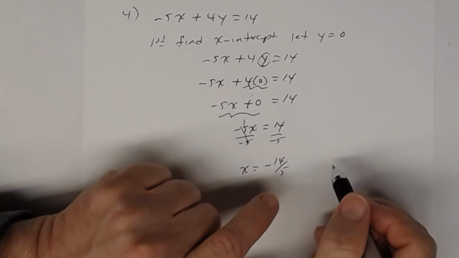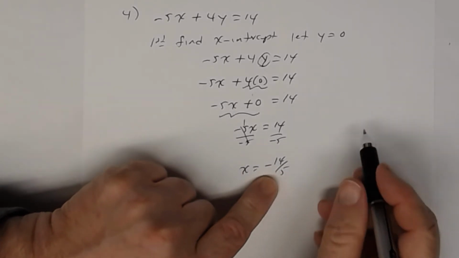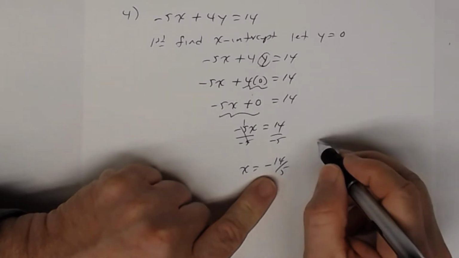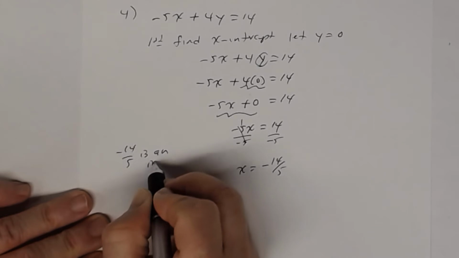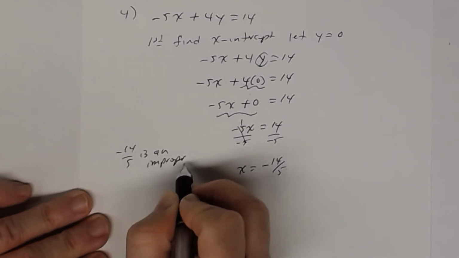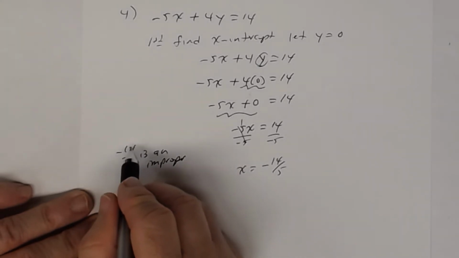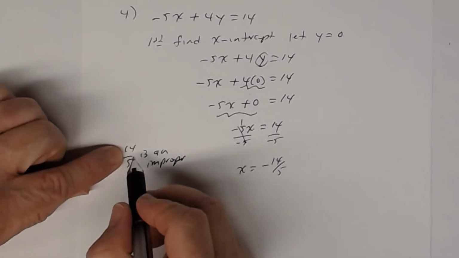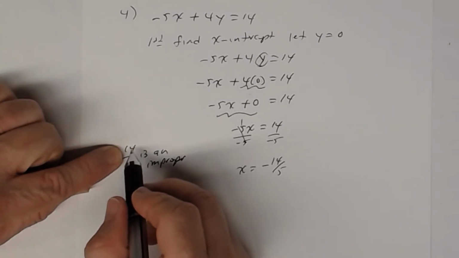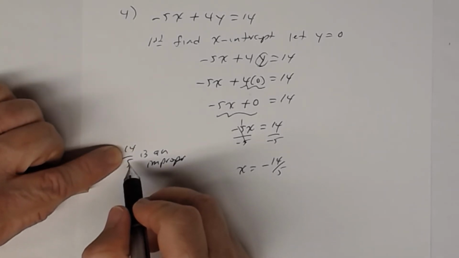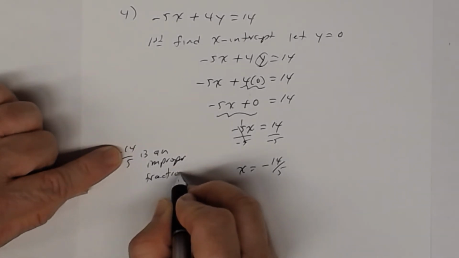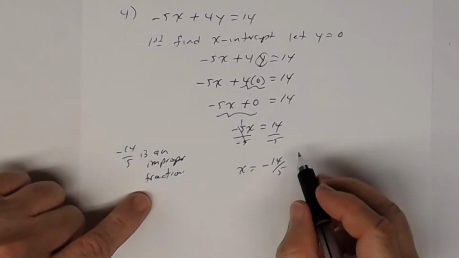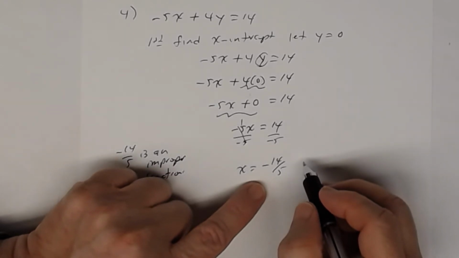Now, see, this is written as an improper fraction, right? So remember, negative 14 fifths is an improper fraction. The numerator 14, forget about the negative for right now, but the numerator 14 is greater than or equal to the denominator. So that makes an improper fraction. What we want to do here is change this to a mixed number. That's going to be important.